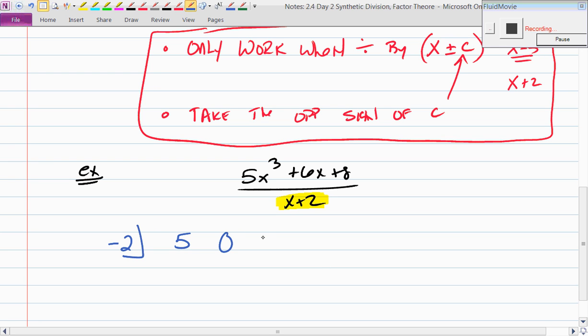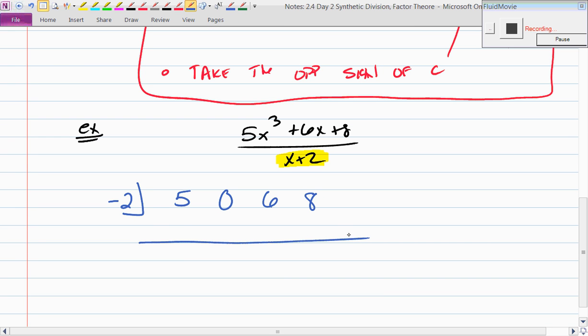Good. Then what? A 6, and then what? An 8. Very good. Okay, good. Skip a line, draw a line. Bring the 5 down, and we're going to add.